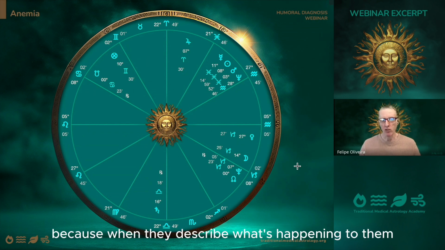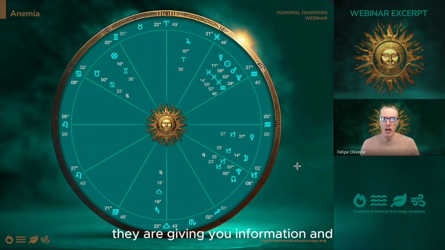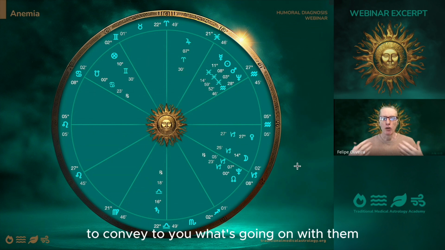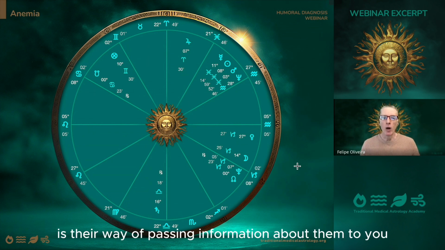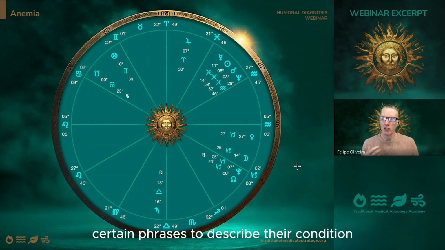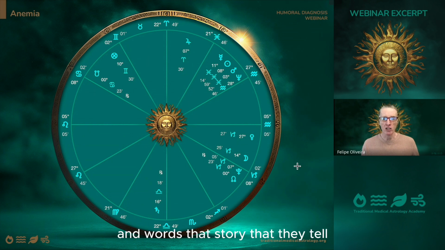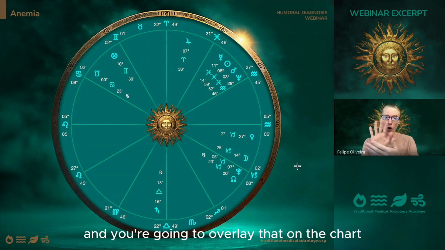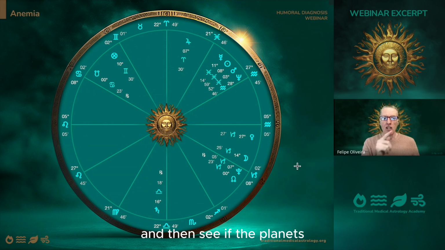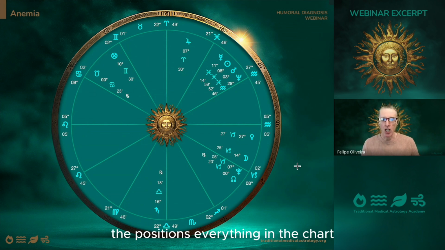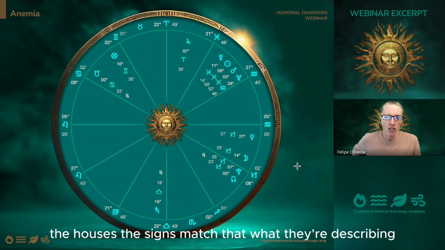Because when they describe what's happening to them, they are giving you information. And that's the only part that's intuitive, because their desire to convey to you what's going on with them is their way of passing information about them to you. They're going to use certain keywords, certain phrases to describe their condition. And you as an astrologer are going to take those phrases and words, that story that they tell, and overlay that on the chart, and then see if the planets, the positions, the houses, the signs match what they're describing.